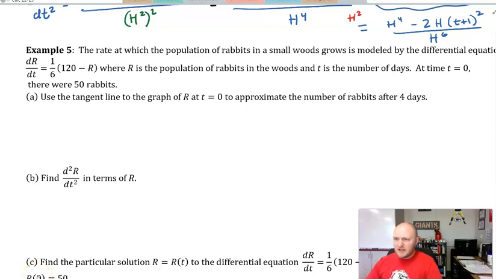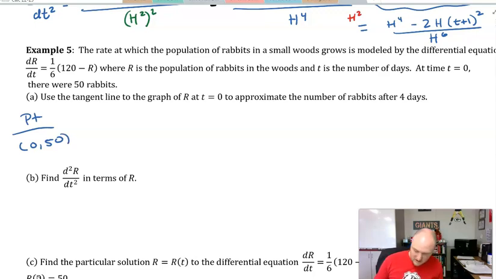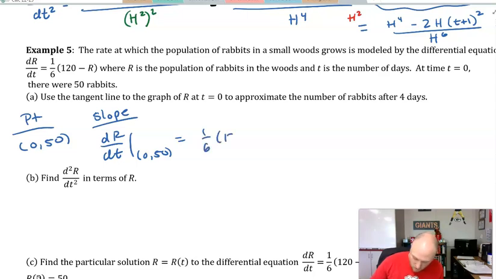Okay, hopefully you went ahead and tried these. The first thing that you need in order to get a tangent line is a point. So the point would be 0, 50. There's 50 rabbits at time t equals 0. The slope that's given, that's dr dt. So you go ahead and you evaluate at that, and that would give you 0, 50. So we plug this in and we get 1/6 times 120 minus 50, the number of rabbits. That gives us 70 over 6.